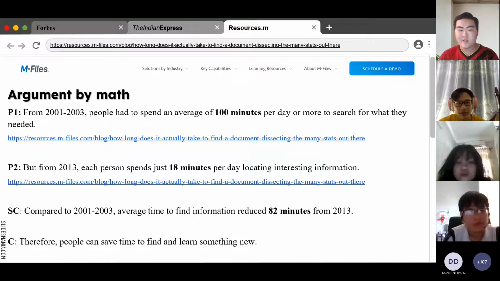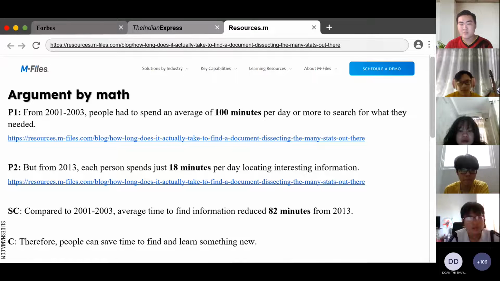From 2001 to 2003, people had to spend an average of 100 minutes per day or more to search for what they needed. But from 2013, each person spent 18 minutes per day locating interesting information. Doing a quick calculation, we can see that compared to 2001 to 2003, the average time to find information was reduced by 82 minutes from 2013. Therefore, people can save time to find and learn something new.